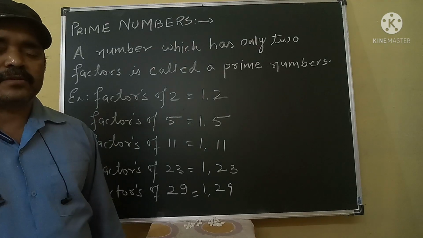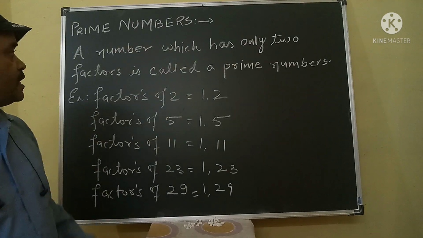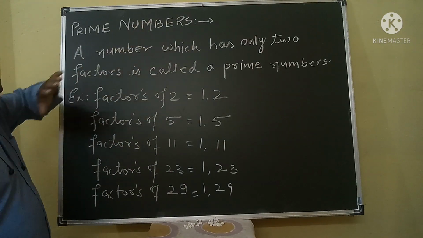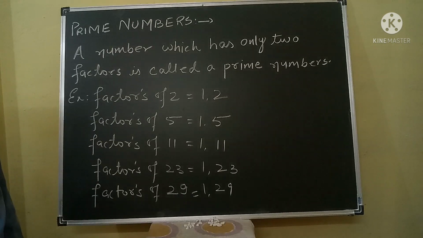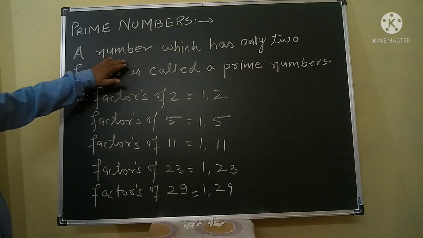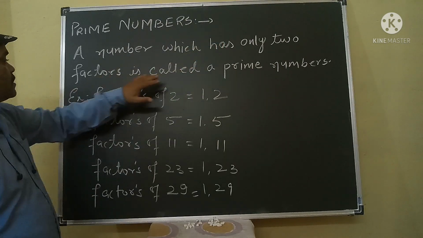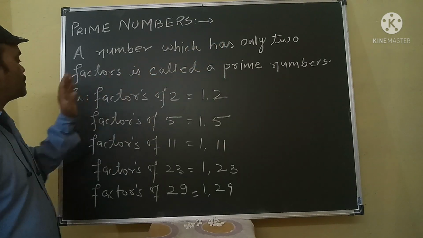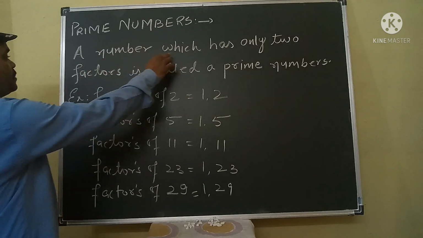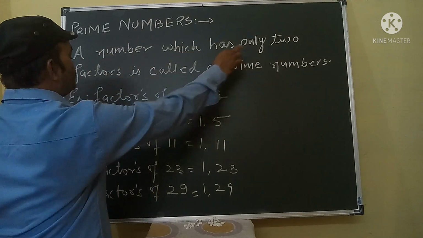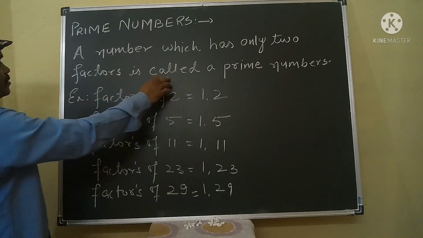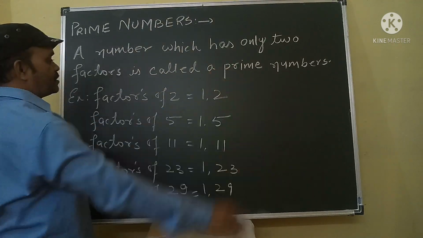Now, today our topic is prime numbers. What is a prime number? A number which has only two factors is called a prime number.